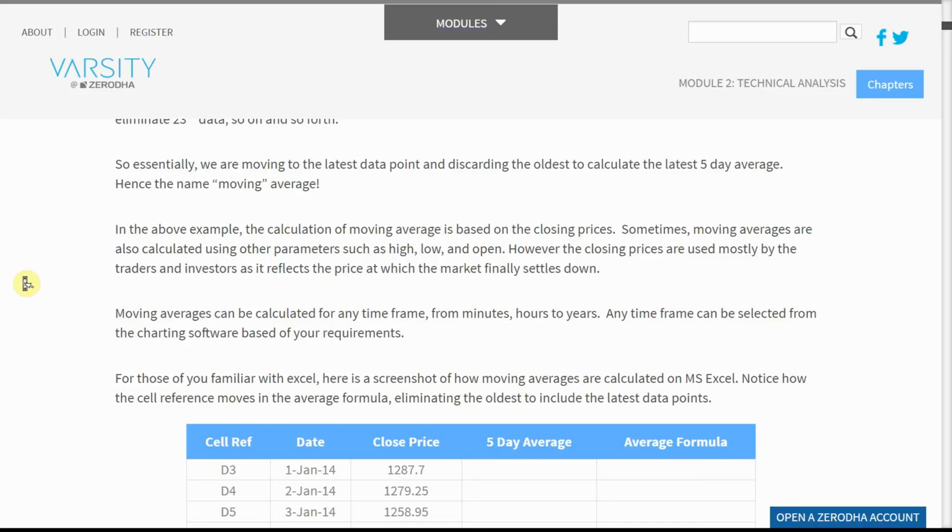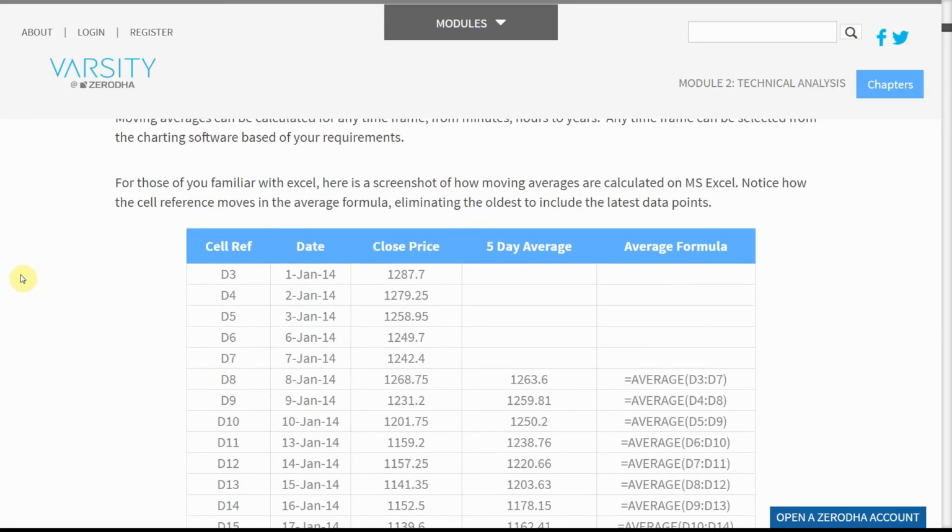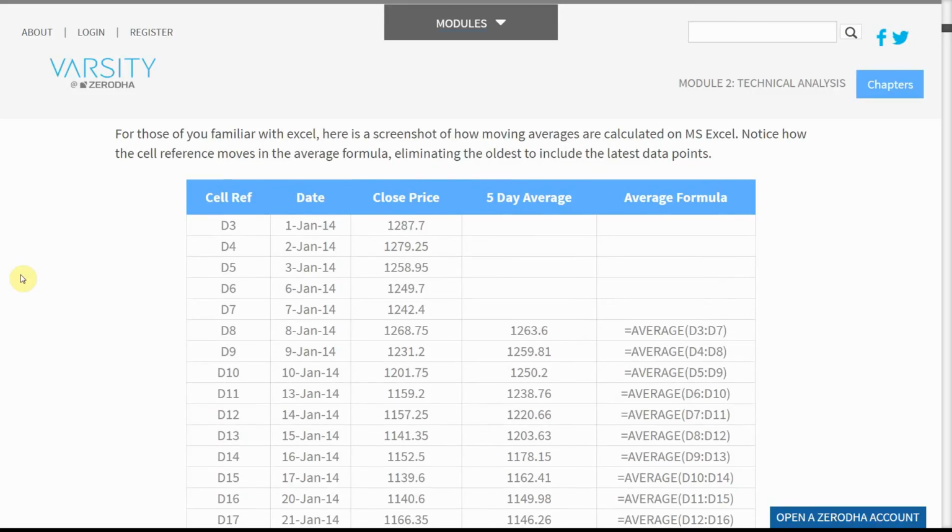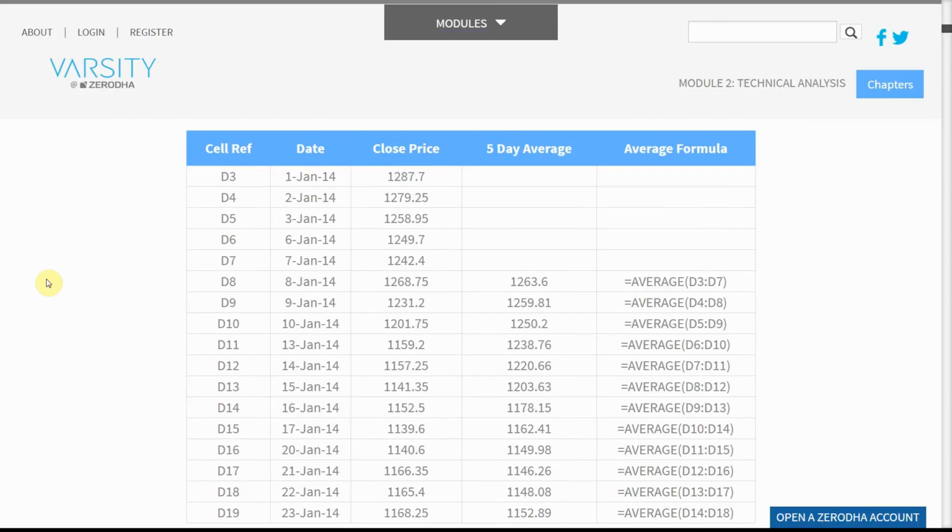For those of you familiar with Excel, here is a screenshot of how moving averages are calculated on MS Excel. Notice how the cell reference moves in the average formula, eliminating the oldest to include the latest data points. Cell reference, date, close price, 5-day average formula.